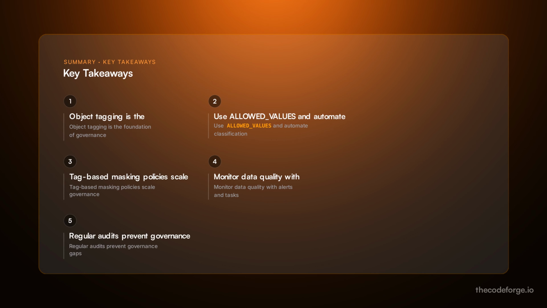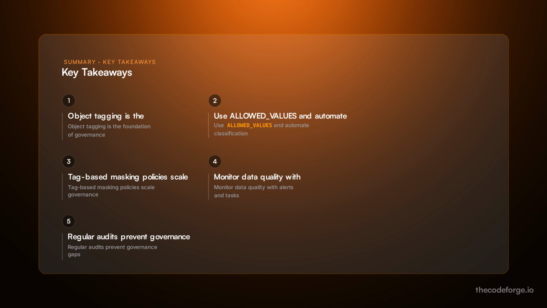To recap, object tagging is the foundation of Snowflake governance. Use allowed values, and automate classification. Tag-based masking policies scale governance by applying policies to all columns with a given tag. Monitor data quality with alerts and tasks. Regular audits prevent governance gaps.